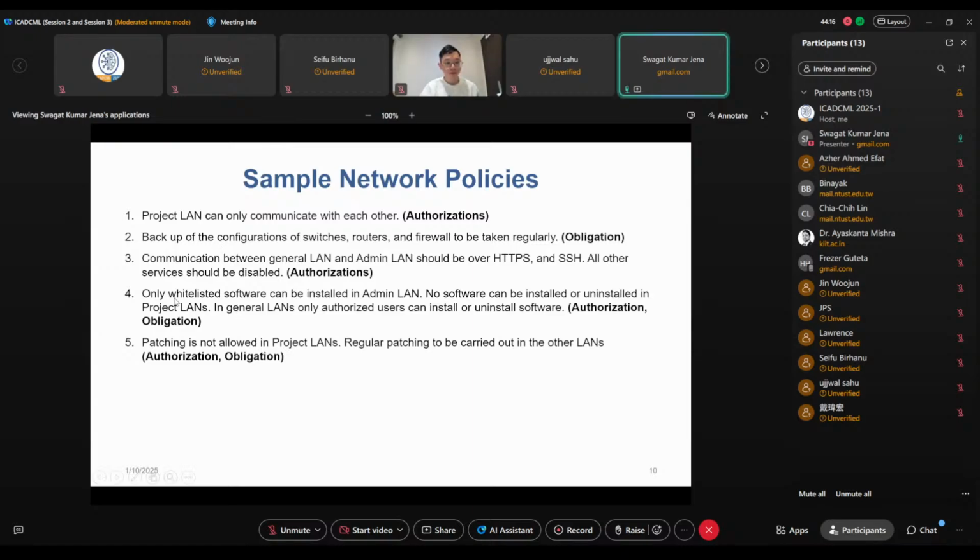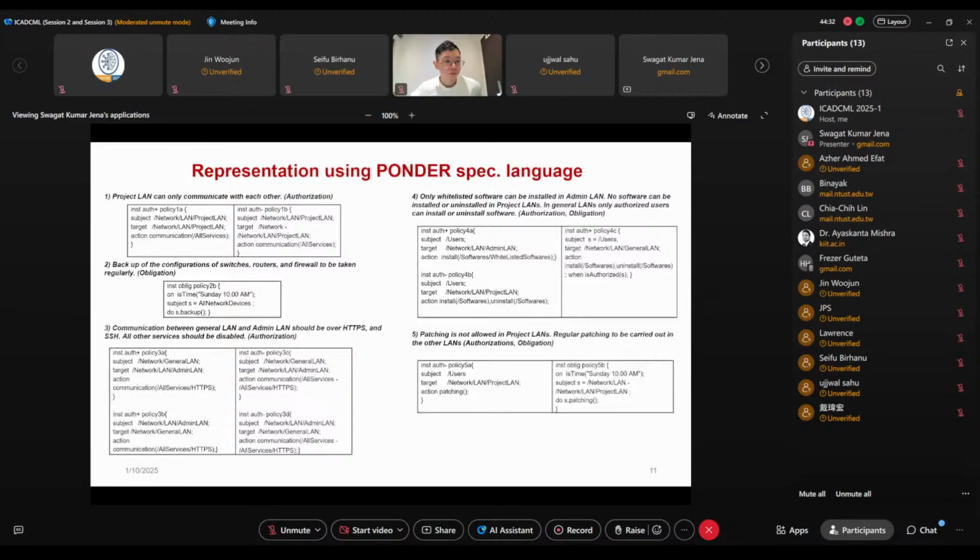And another one is that only whitelisted software can be installed. No software can be installed or uninstalled from the project LAN. In the general LAN, only authorized users are allowed to install or uninstall software. So let's see how these are implemented or expressed in Ponder language. In the Ponder language, I have expressed these policies.